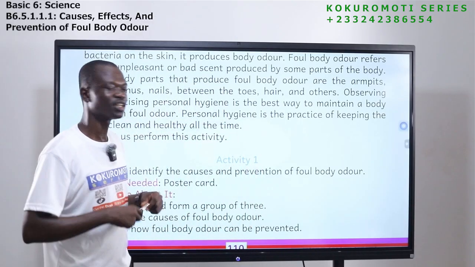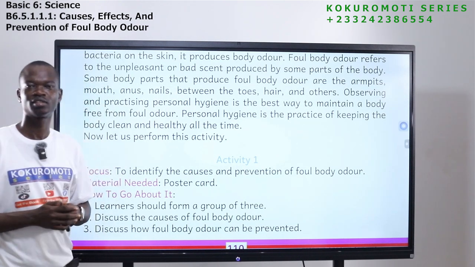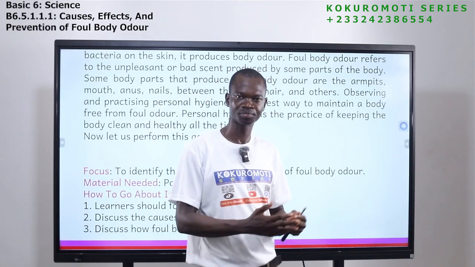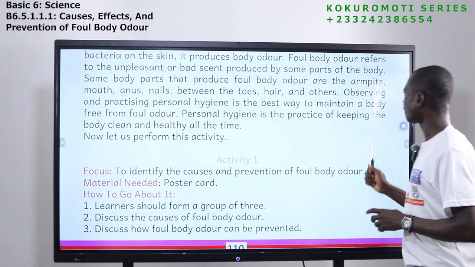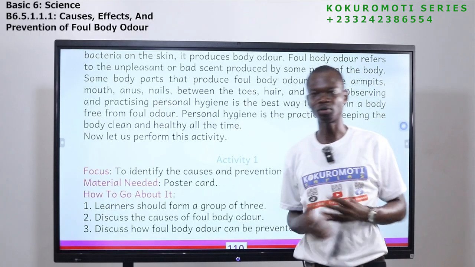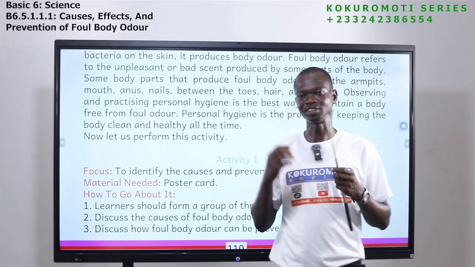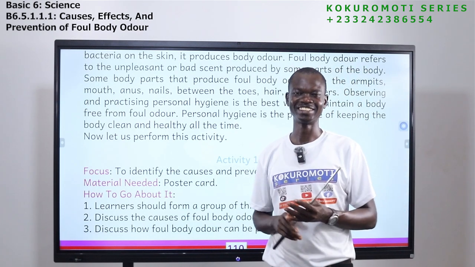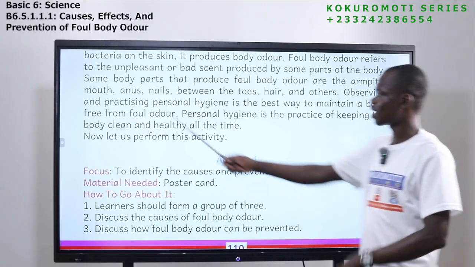Okay, so the body has some parts that always produce this bad or foul odor, and we are going to look at the parts. We mentioned the armpits. This is our armpit. When you play football, when you run, you work, and later you smell your armpits, you can tell whether the scent over there is good or not. So the armpit produces what? Foul body odor.